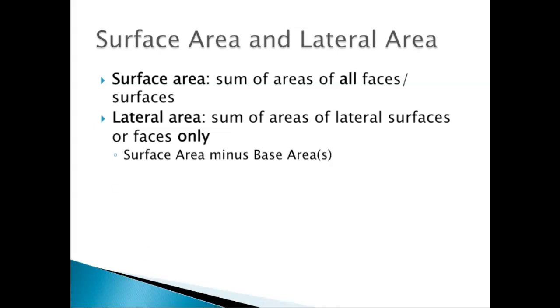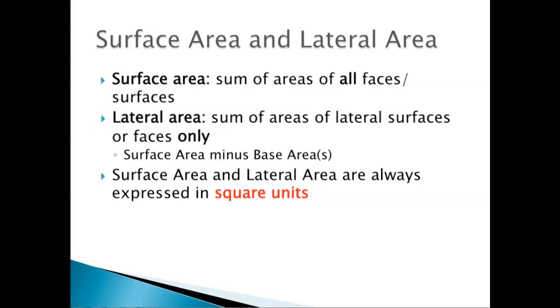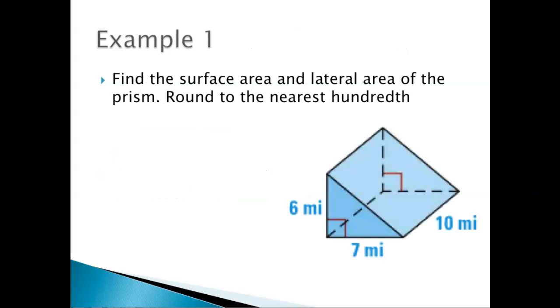Now, surface area and lateral area, because they are both measurements of area, are always going to be expressed in square units. Let's take a look at a number of examples together. Find the surface area and lateral area of the prism, round to the nearest hundredth.